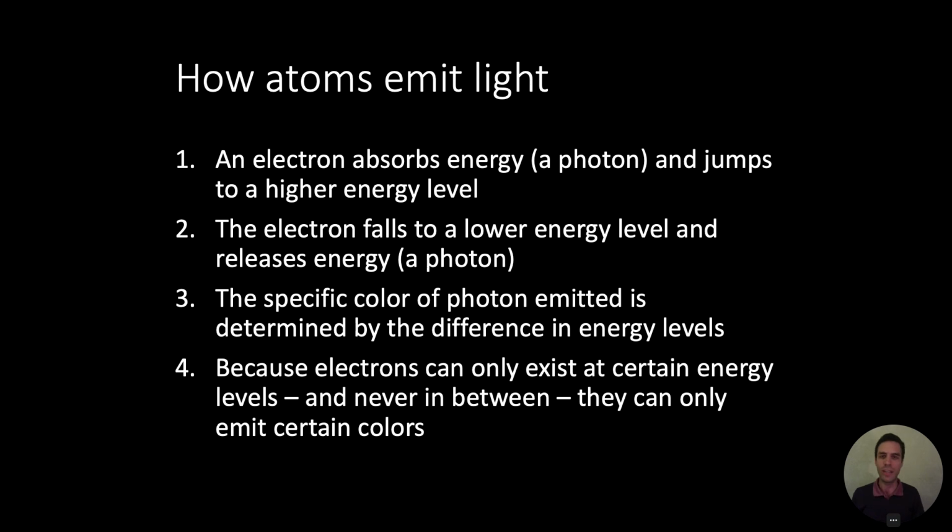So here's our summary again of how atoms emit light with our key step 4. Because electrons can only exist at certain energy levels, never in between, they can only emit certain colors. And that is how the Bohr model of the atom, which defines electrons existing at energy levels, explains emission spectra of atoms.